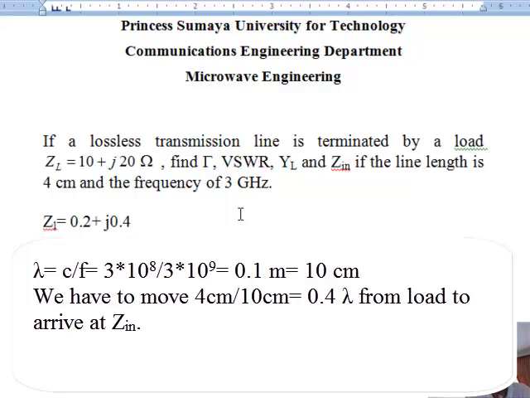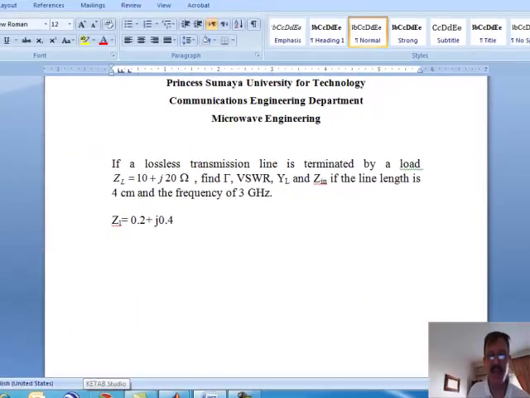Now, we need to move 4 centimeters, which is equivalent to 4 over 10, which gives us 0.4 lambda. So this is the distance we have to move from ZL to the input impedance Zin. Now we plot ZL in the Smith chart.